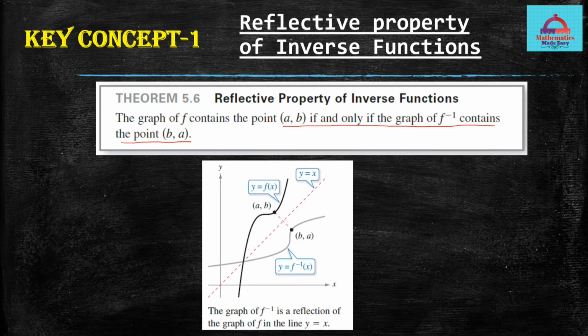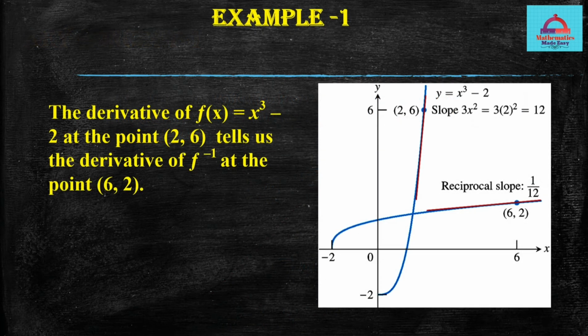And here the important part is that the graphs of the two functions f(x) and its inverse are mirror images of each other when they pass through this line y equal to x. So y equal to x is just acting like a mirror for these two graphs. Okay, so let's take another example that will explain the reflective property nicely. So here what you can see are the two graphs of f and f inverse. The function f(x) is defined as x cubed minus 2. So you can see the graph of this function as this part.